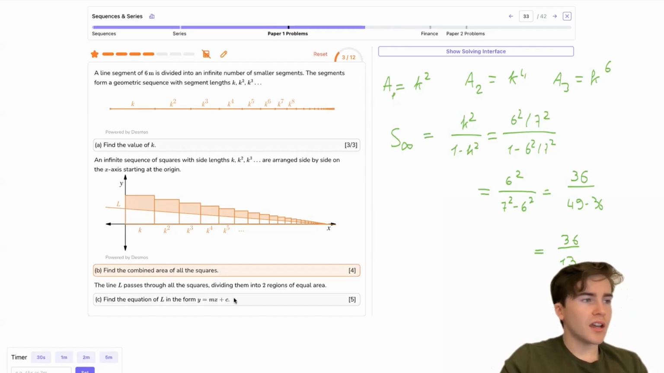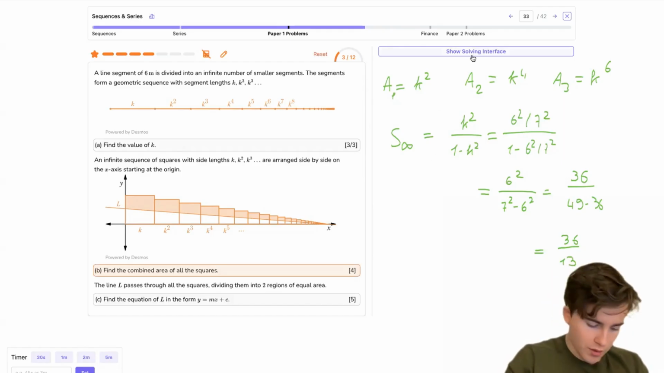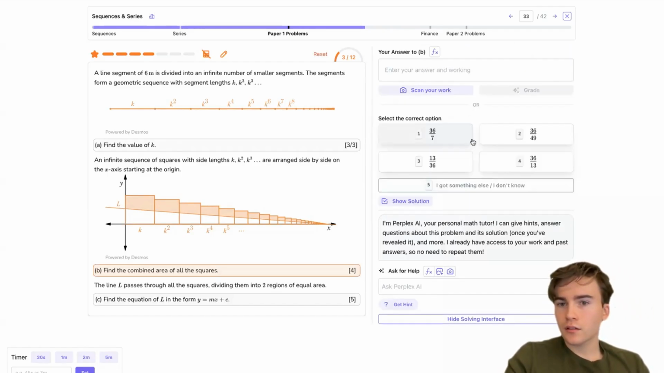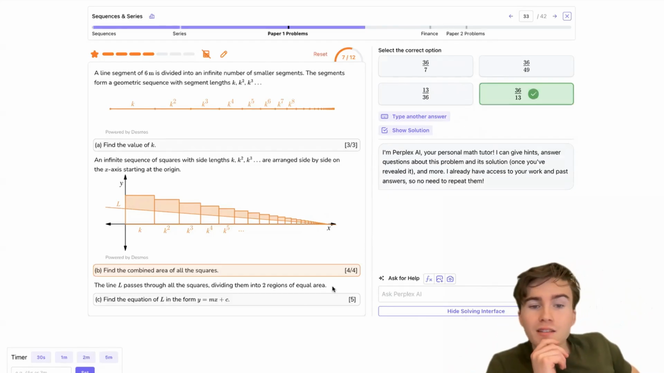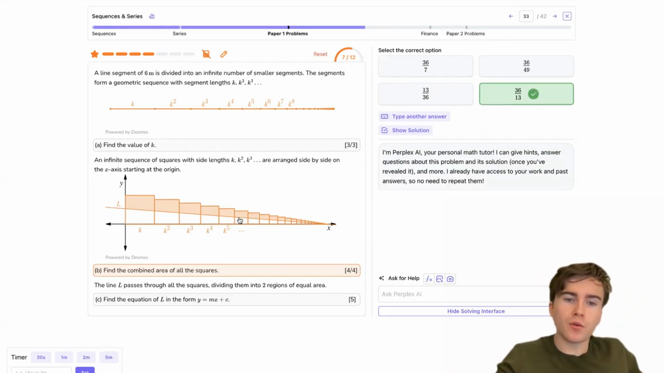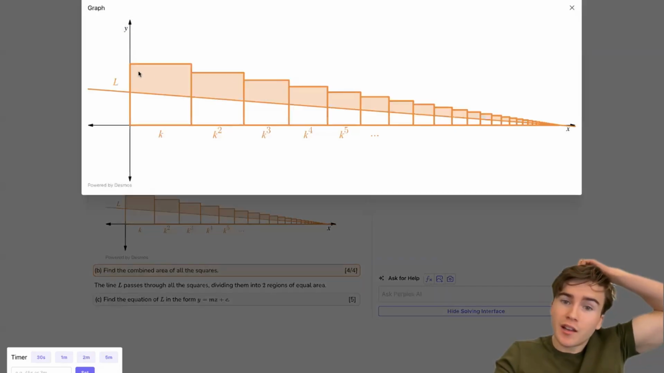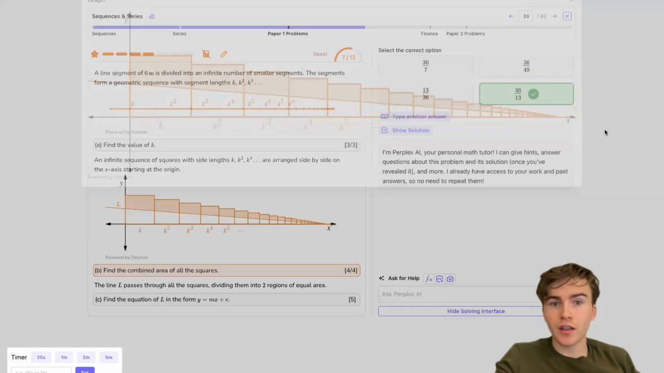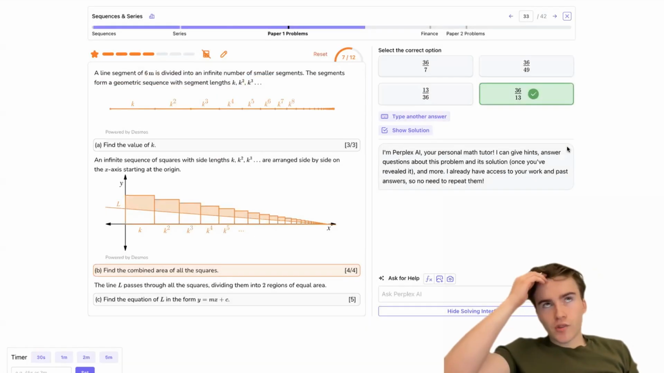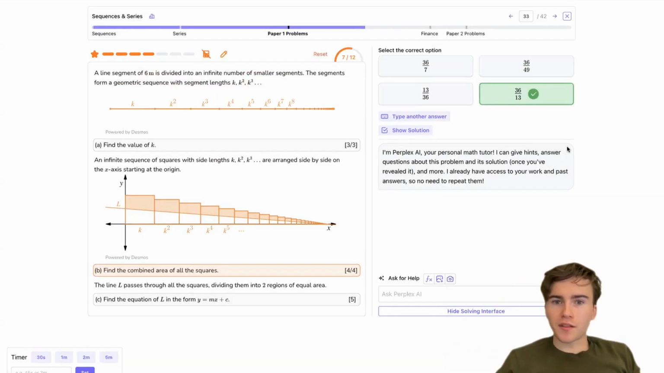And let's just double check with the multiple choice. 36 over 13. Perfect. Okay, now we're getting to the hardest part of the question. We're told that there's a line that passes through all the squares, and it divides them into two regions of equal area. And you can see that in this diagram. I have this orange region and this white region, and we're told that those have the same area. Okay, a little bit tricky, but let's think about what we know about this line.